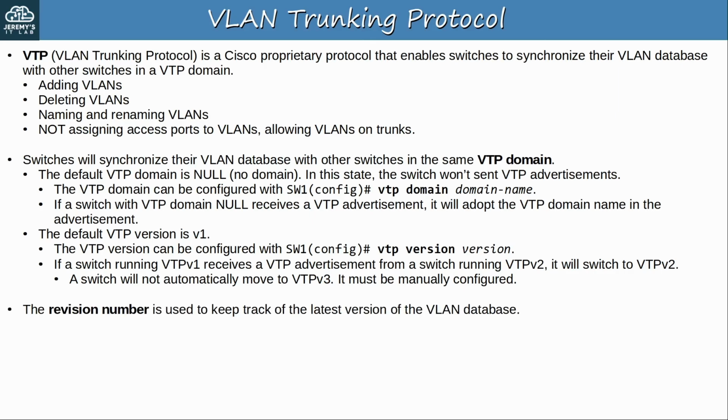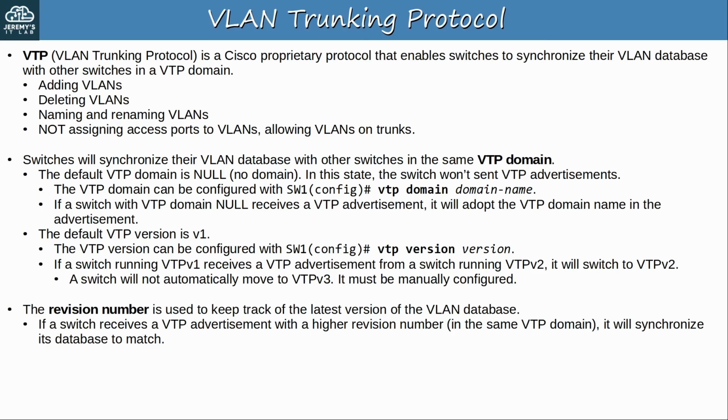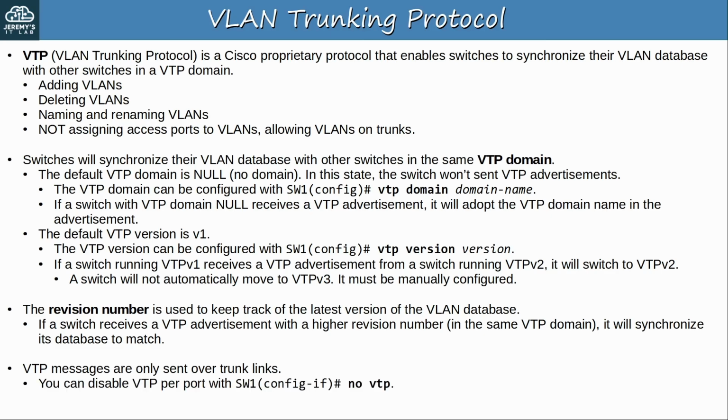When using VTP, the revision number is used to keep track of the latest version of the VLAN database. Each time you make a change to the VLAN database, the revision number increases by 1. If a switch receives a VTP advertisement with a higher revision number, in the same domain of course, it will sync its VLAN database to match. And one final point. VTP messages are only sent over trunk links, not access links. You can disable VTP per port with no VTP in interface config mode. This stops the port from sending VTP advertisements, and if it receives an advertisement, it will ignore it.